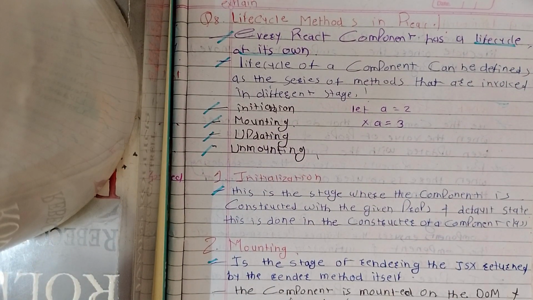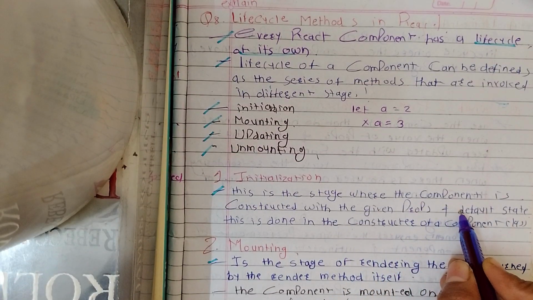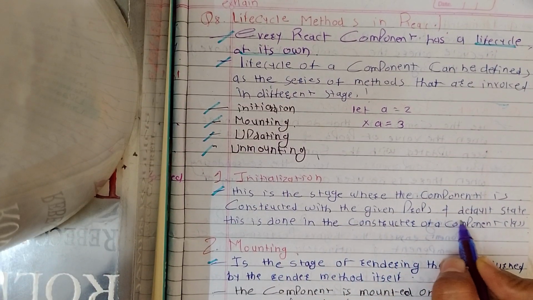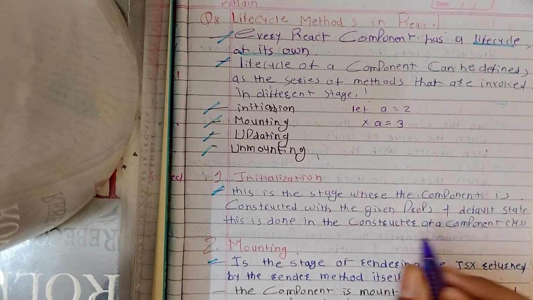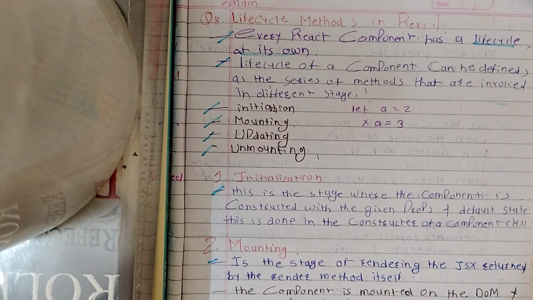So the first one is initialization. This is the stage where the component is constructed with the given props and default state. This is done in the constructor of a component class. So what does it simply mean? It means the component is rendered for the first time with initial props and default state. So there is no change in between.